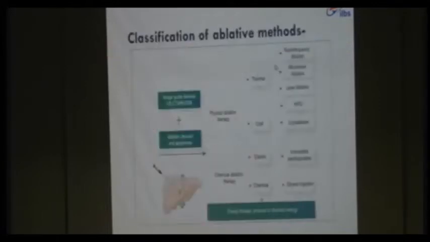Ablative methods are broadly classified in two ways: physical ablative therapy and chemical ablative therapy. In chemical ablative therapy, we use chemicals like ethanol and acetic acid, which were usually used in the past. In the present era, we usually use physical ablative therapy, either with the use of heat, cold, or electric current. Heat is used in radiofrequency ablation, microwave ablation, laser ablation, and HIFU. Cold is used in cryoablation, and electric current is used in irreversible electroporation.